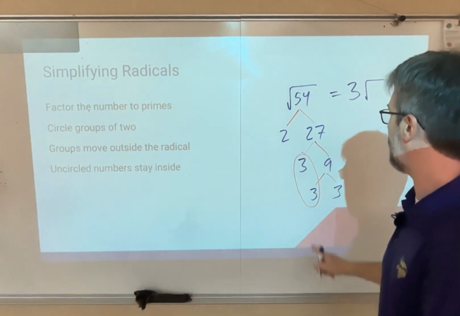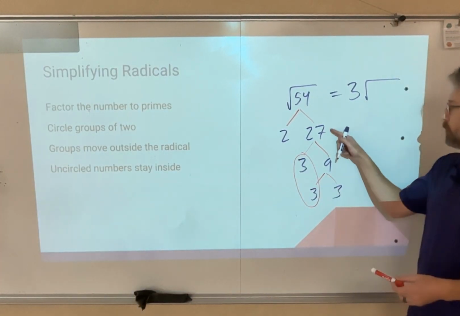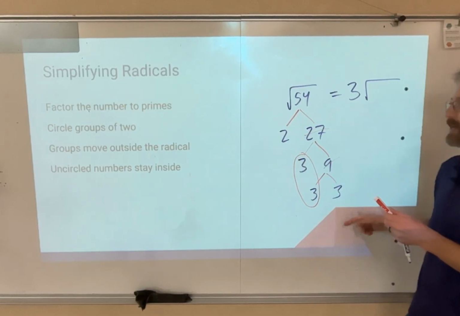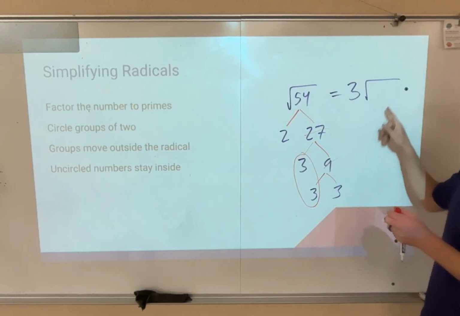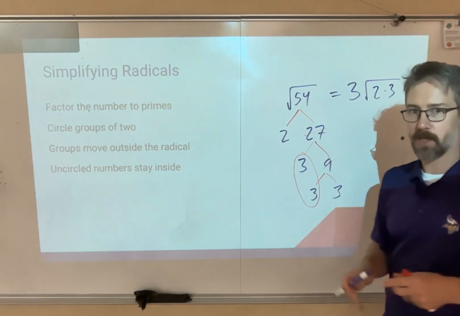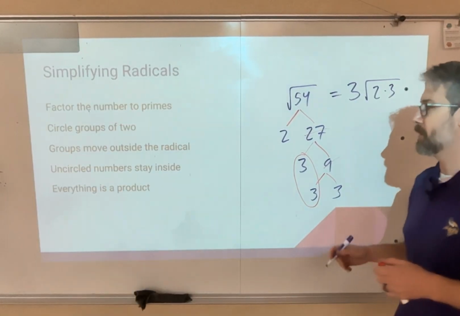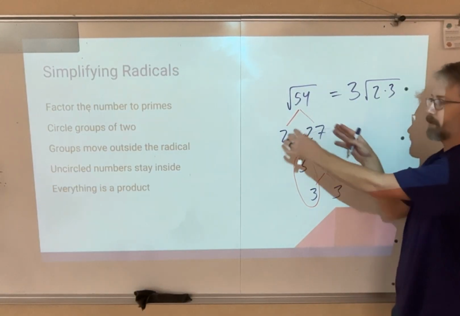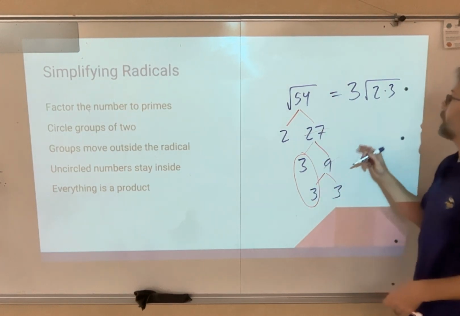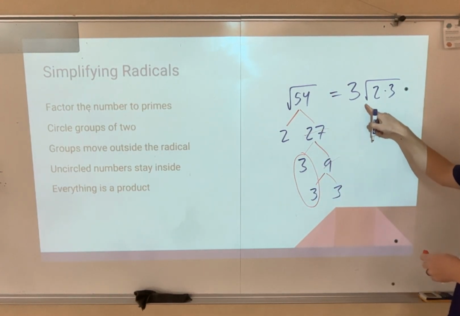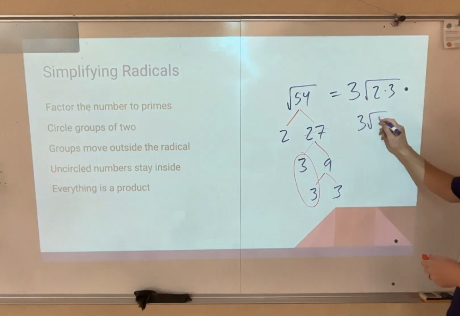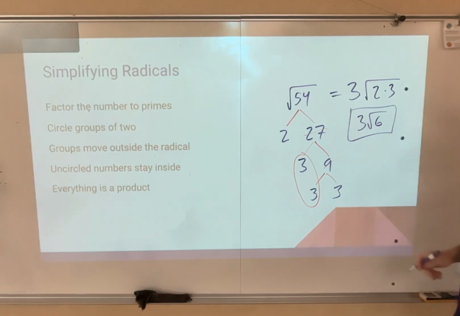Anything that's left, that's uncircled, now, the 27 and the 9, they don't count because we split those up. We're only looking at the numbers at the ends. Anything that's uncircled goes to the inside. And what do we do with those 2 numbers, right? If there's multiple numbers, we always multiply them together. Everything's a product. I broke this number apart by dividing. Now, when I put it back together, I have to multiply. So we've got 3 times the square root of that 2 and that 3. And if I simplify that now, 2 times 3 is equal to 6.